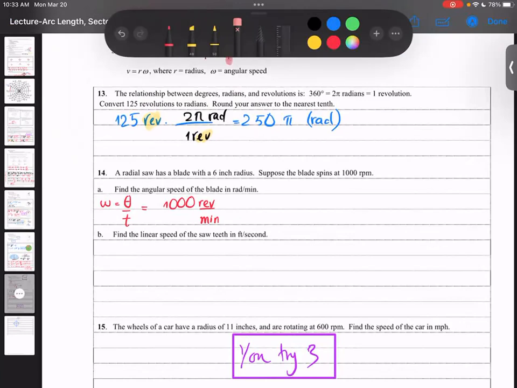T is 1 minute, right? T is 1 minute. So I need to change revolution to radian. So times, with rev in the bottom, one revolution is 2 pi radian. Now revolution cancels, right? Now we have 2,000 pi radian per minute. And that will be your omega. That will be your angular speed.